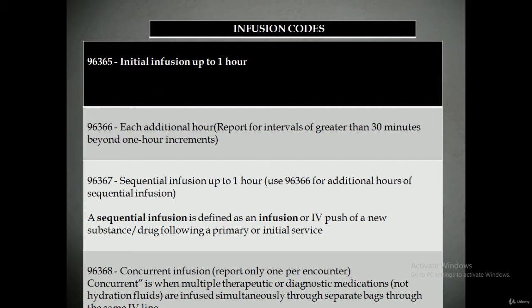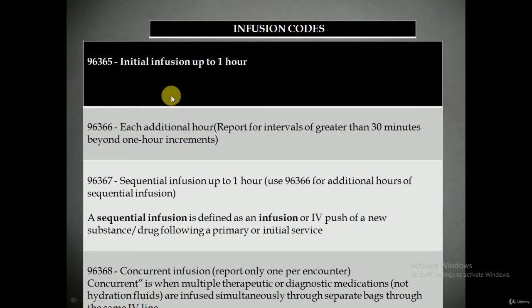Infusion is nothing but administration of drug, right? So the drug A, if it is running from 9 to 10, that is 1 hour, and it is the primary service the physician is giving, it's nothing but the initial infusion. So we will be billing 96365 for the drug A.